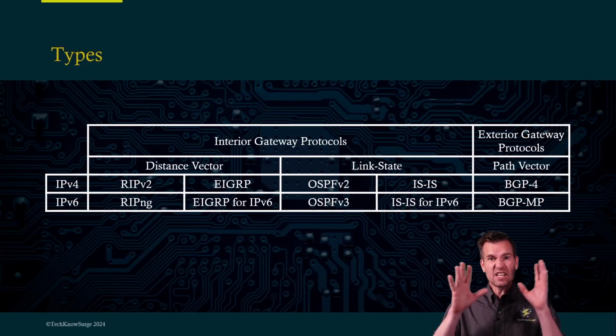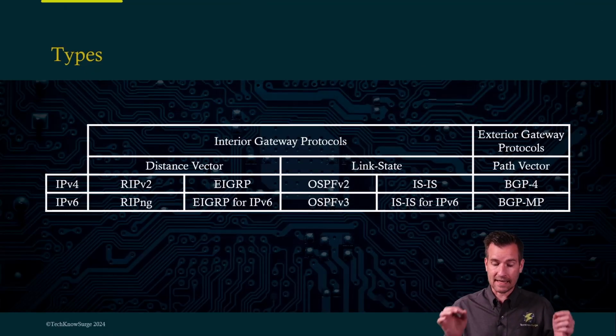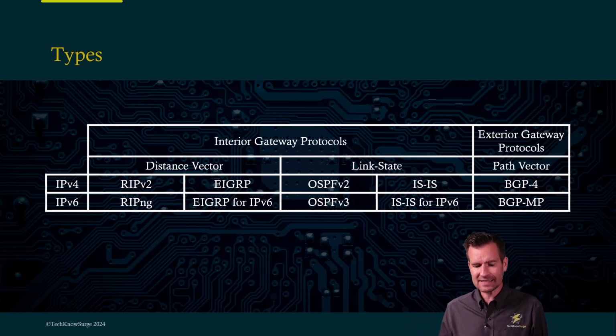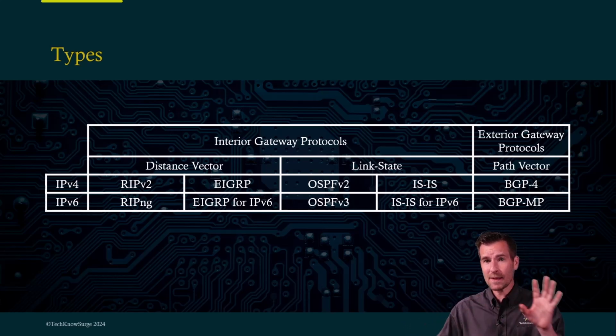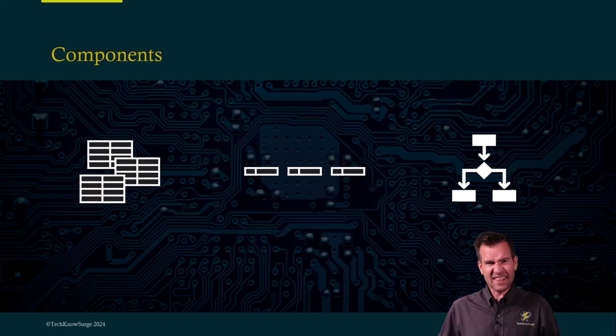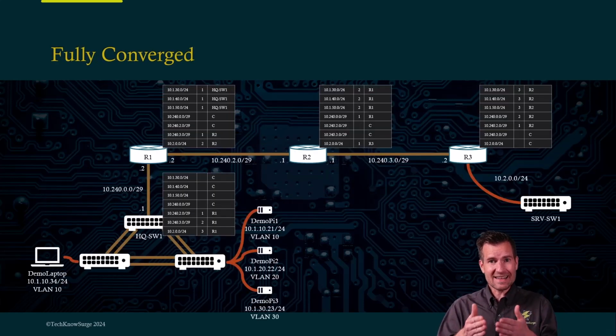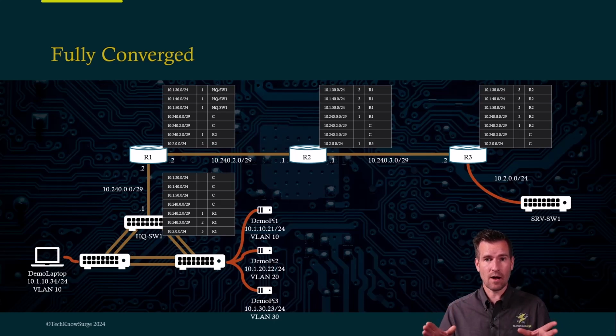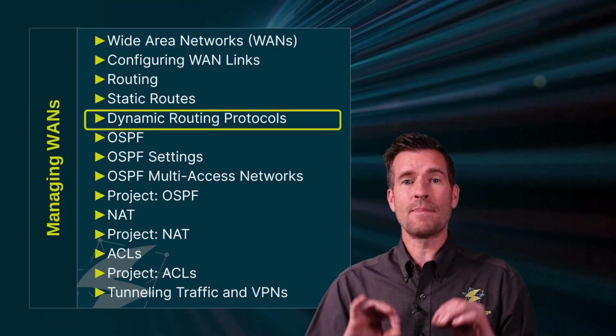And there are a lot of different types of routing protocols, like interior gateway protocols, exterior gateway protocols, distance vector, link state, path vector. So we talked about the pros and cons of each one of those and the different components that make up these different protocols. And then we took a further in-depth look into RIP and actually did some RIP configurations within our network. From there, we started learning more about OSPF.